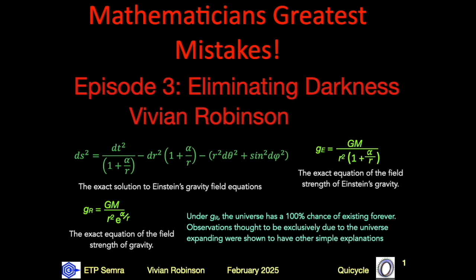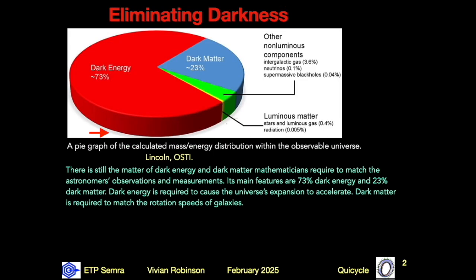Observations that were thought to be exclusive to the expanding universe were shown to have simple physical explanations. They were supported by mathematics and observations. There are still the issues of the 73% dark energy and 23% dark matter that mathematicians require to match astronomers' observations and measurements. Dark energy is required to cause the universe's expansion to accelerate. Dark matter is required to match the observed rotation speeds of galaxies.